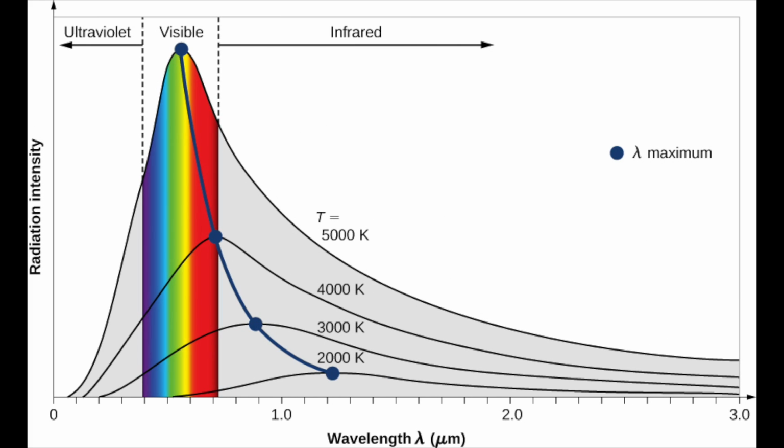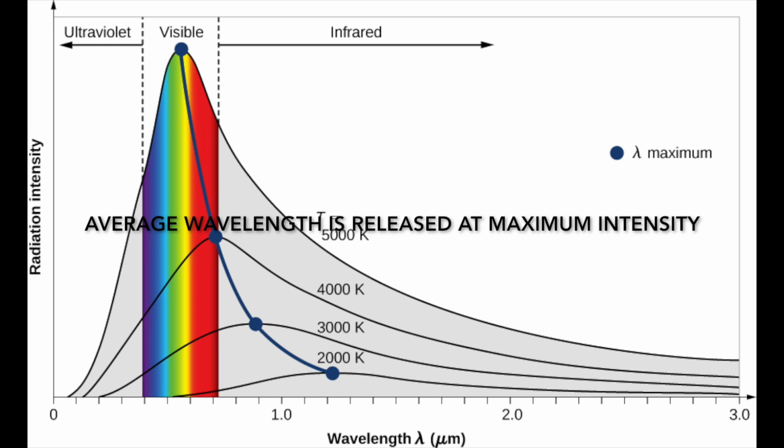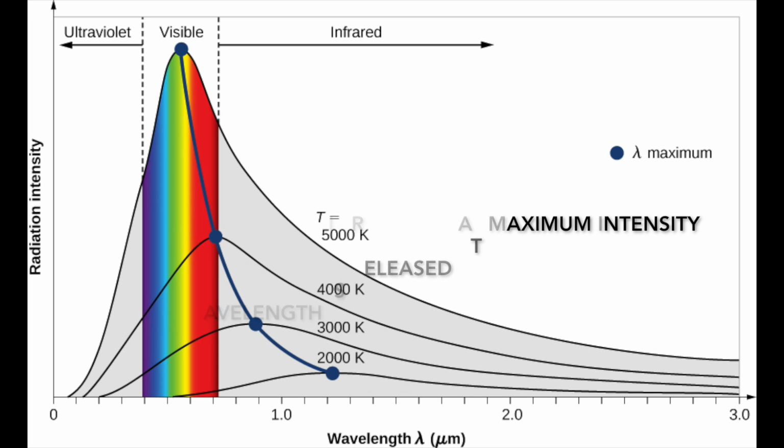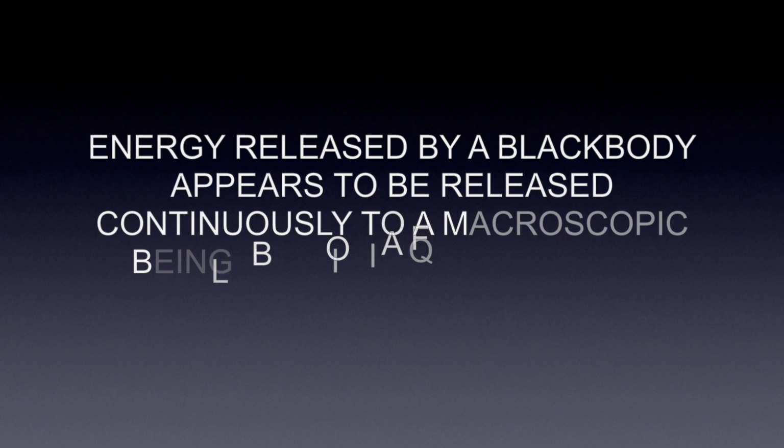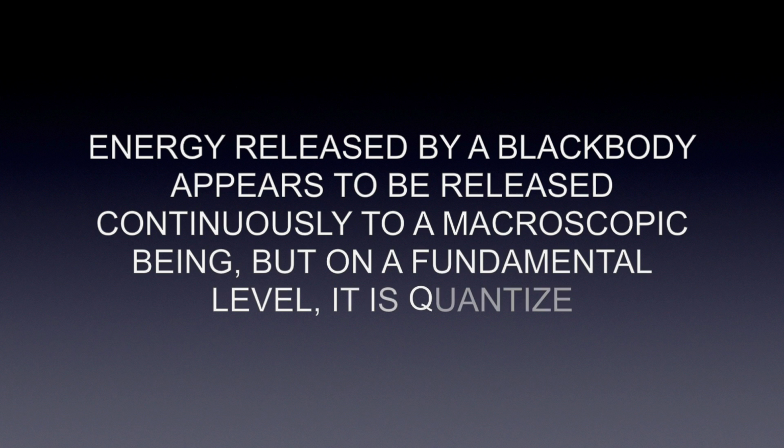This equation allowed for the accurate prediction of the true distribution of blackbody radiation at all wavelengths, because it showed that an average wavelength of energy was released by the blackbody, and this average is released at maximum intensity. Because many fewer atoms will emit wavelengths above or below this average, the curve is shaped the way it is. This was so difficult to detect because the constant is so small.